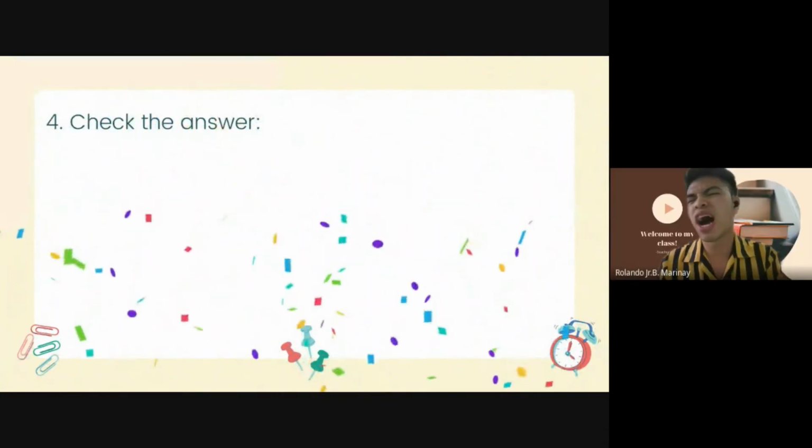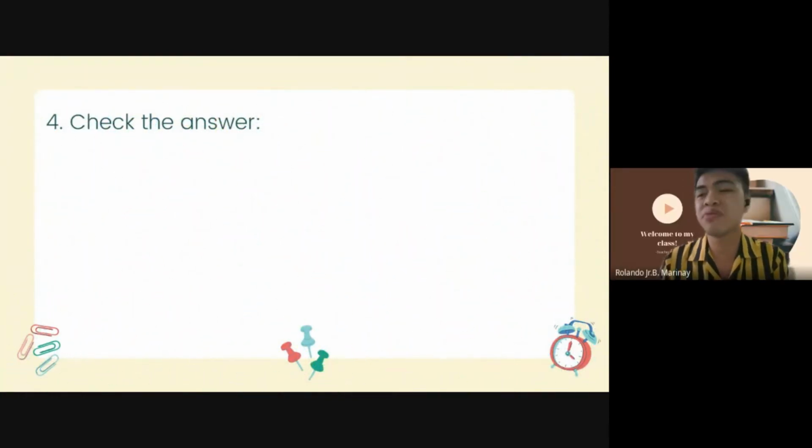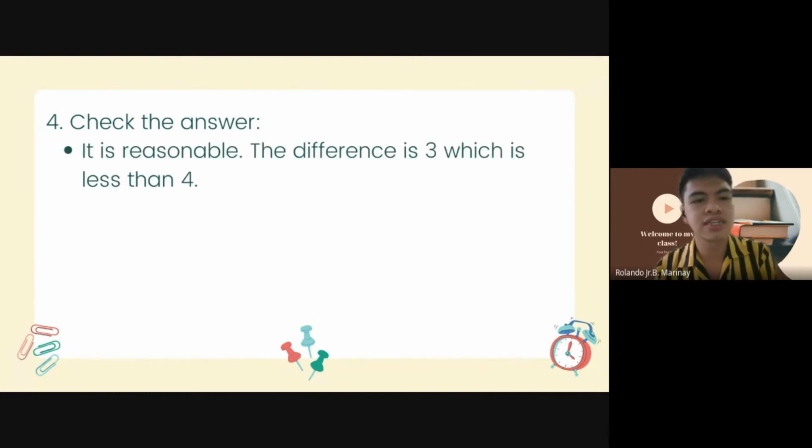Okay, now how will we know if the answer is correct? We have to check it. We have to see if it's reasonable. Okay? So we can see that it is reasonable because the difference is 3, which is less than 4.